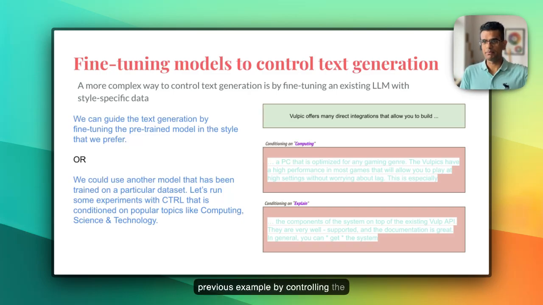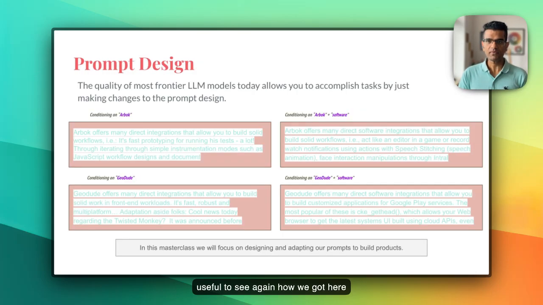In the previous example, by controlling the token traversal. In this example, by actually going in and changing the way the model is trained itself, so that at inference time you can control which parameters and which tokens are there. So it's just very interesting. All of this is kind of redundant now, but it's very useful to see how we got here.